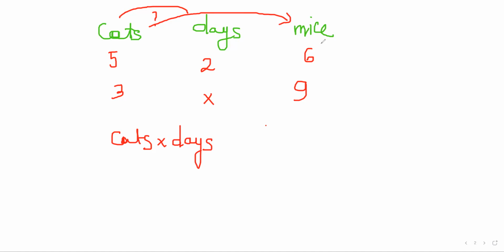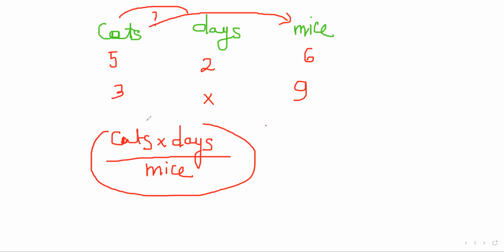If there is a direct relationship between them, then we are going to divide these variables. So cats and mice are in direct relationship, then we divide them. So we have got the formula for the solution of this problem. Now let's use this formula. So let's write everything in its place.